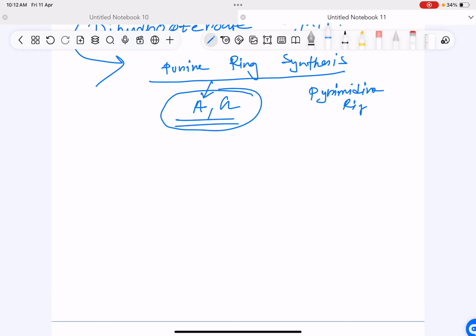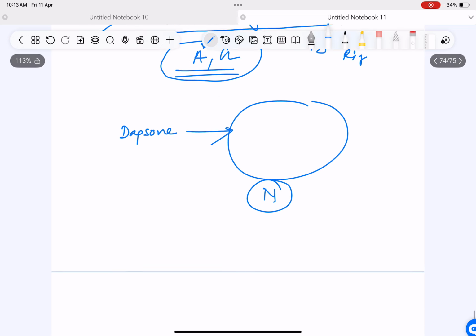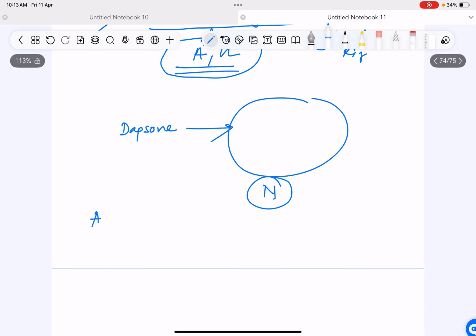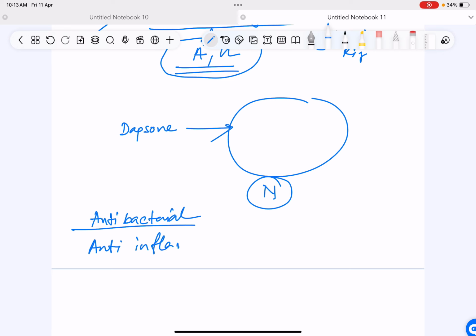We have neutrophils which are attacking. So what Dapsone will do here is enter the neutrophils. So it will enter inside the neutrophil. I'll write in short N, neutrophil. What I just discussed before was the anti-bacterial action of Dapsone. But Dapsone also has anti-inflammatory action. This anti-inflammatory action is used in the treatment of dermatitis herpetiformis.